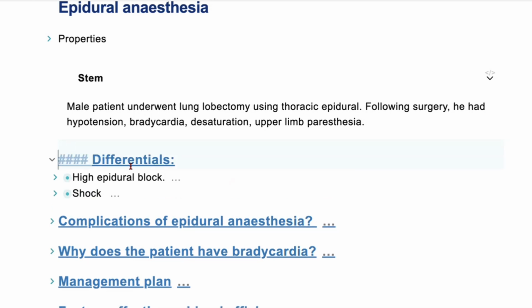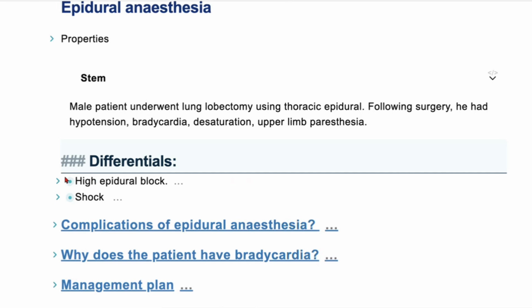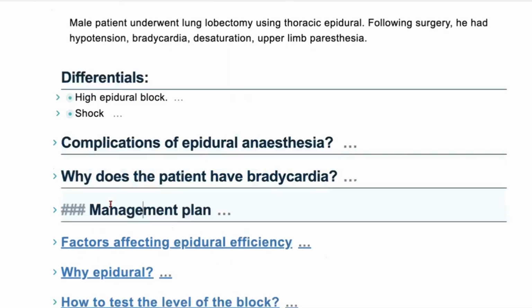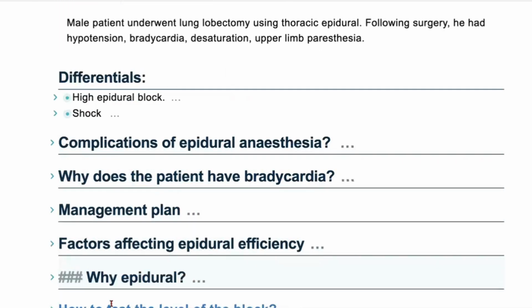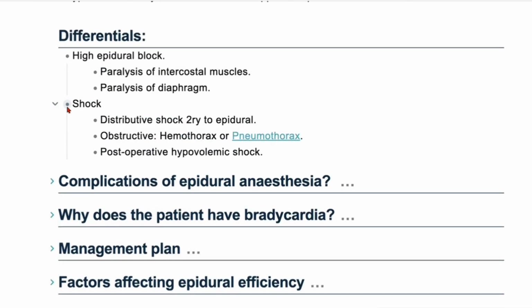What are the complications of epidural anesthesia? The complications would be the local anesthetic being injected into the systemic circulation, so the blood vessels. This would cause local anesthetic toxicity: perioral numbness, metallic taste, seizure, and tachycardia. The anesthetic can also be injected into the subarachnoid space. This can cause hypotension, bradycardia, and paralysis of the diaphragm. And then you can also have post-procedural complications such as a headache.